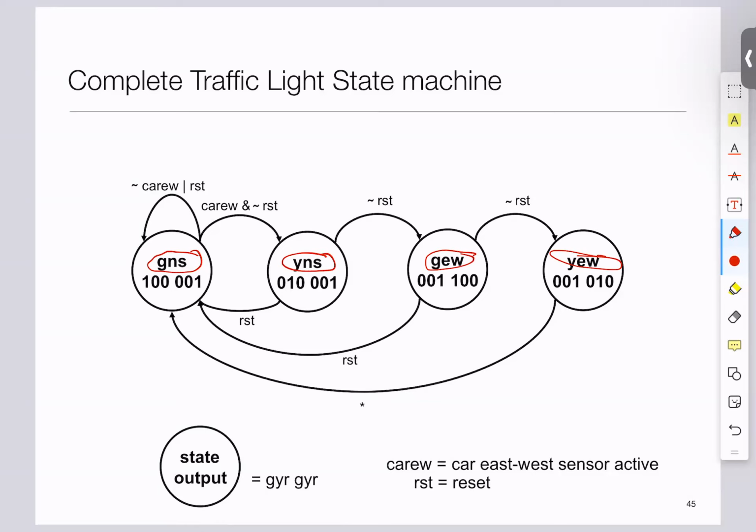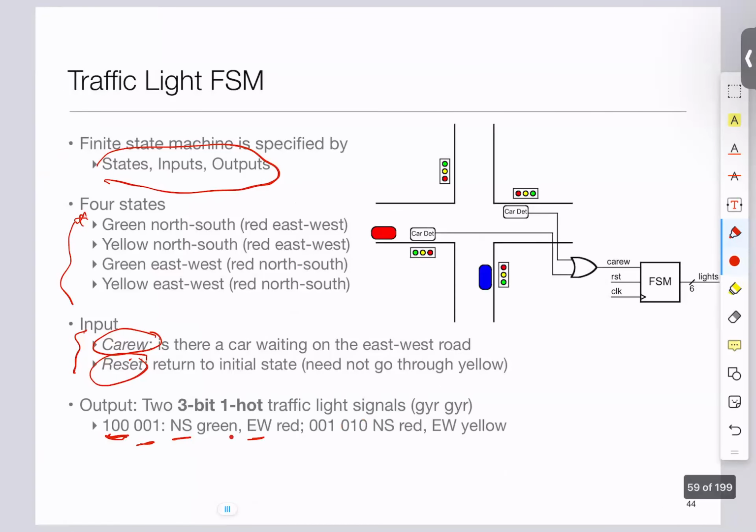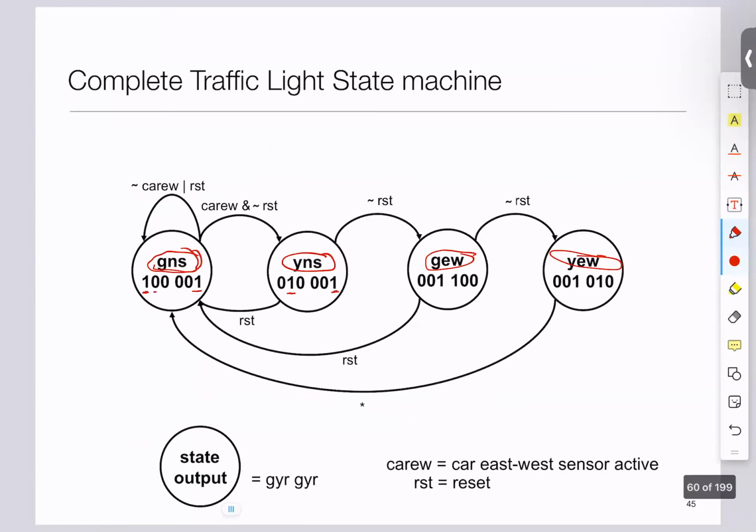That is kind of straightforward, because if I am in green north south, then north south should be green, and for east west red should be on. If I'm in yellow north south, then yellow should be turned on for north south, and red should be on for east west. Again, remember, we were representing my output in this manner: green, yellow, red for north south and east west. And so for each one of the states, output is easy.